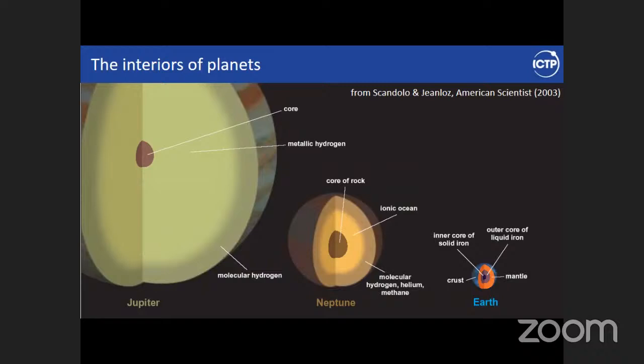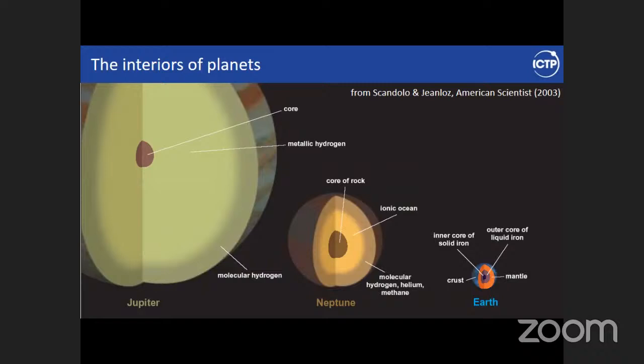There are other classes of planets like Neptune and Uranus, the so-called icy planets, because they contain a lot of water, methane, ammonia, lighter molecules, and they have an envelope made of hydrogen and helium. And then, of course, there are the Earth-like, solid planets like the Earth, Mars, Venus, and Mercury. More or less, all of them have the same structure.